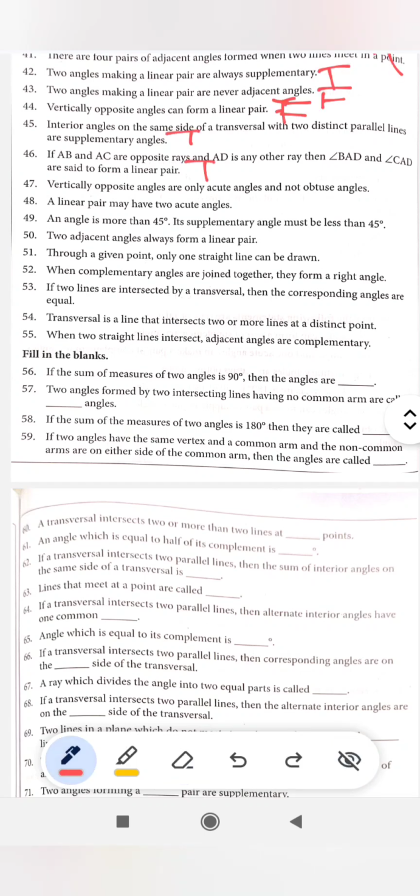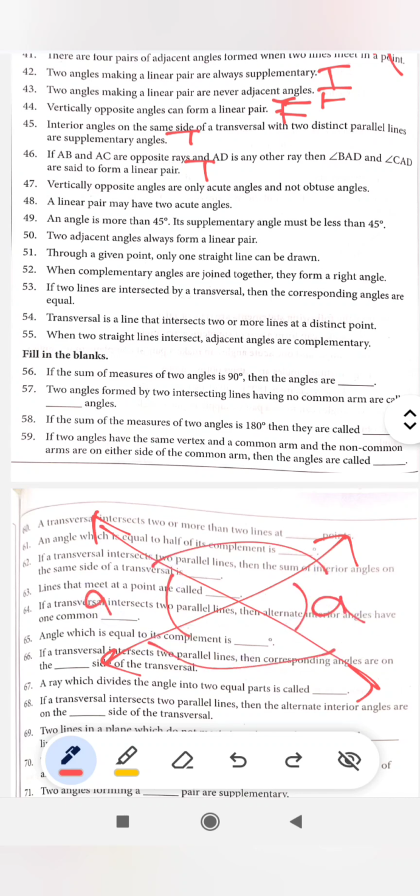So here, vertically opposite angles are only acute angles and not obtuse. That is absolutely wrong. Here you can see that these two angles are acute, whereas these two angles, which are also vertically opposite, are obtuse angles. So this one is a false statement.